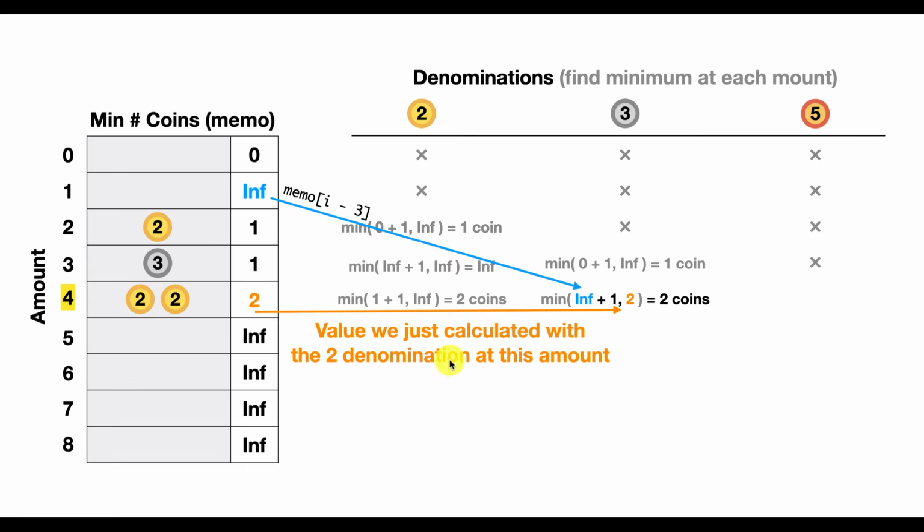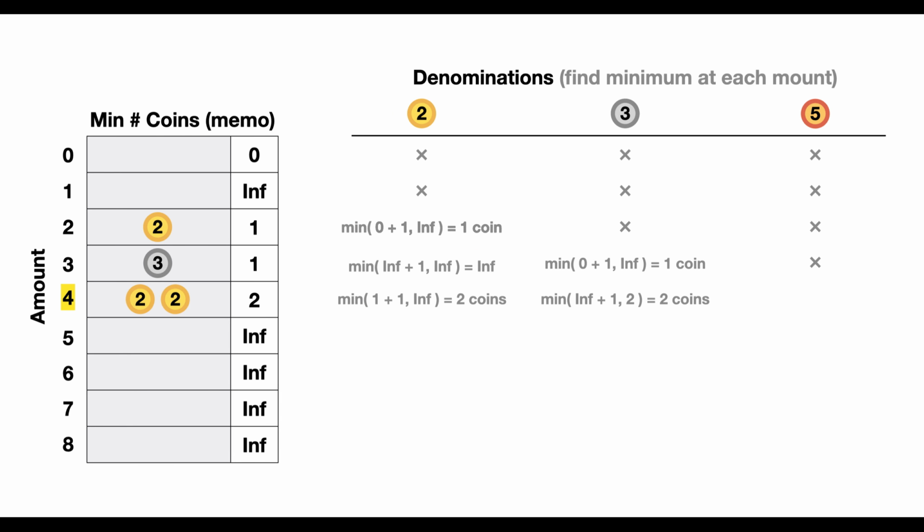Then we check 3. 4 minus 3 is 1. It's infinity. So the minimum of infinity, or 2, because 2 is what we previously calculated here, when we tried a prior denomination, it's still 2. So the solution to this subproblem does not change. 5 is still larger than this value, so when we do 4 minus 5, it's negative, there's no solution, and we continue.